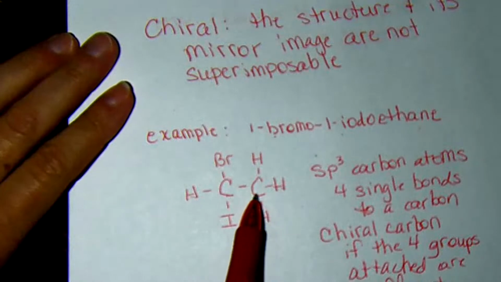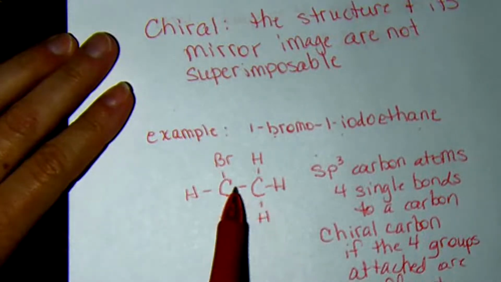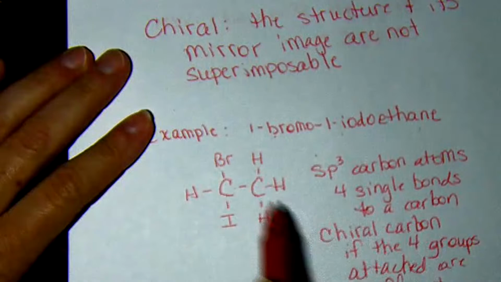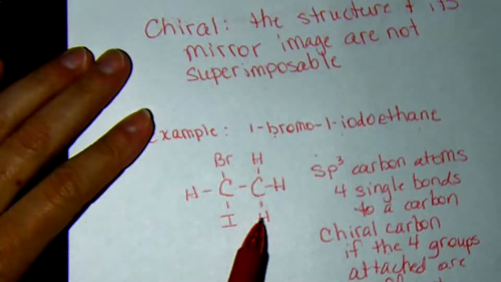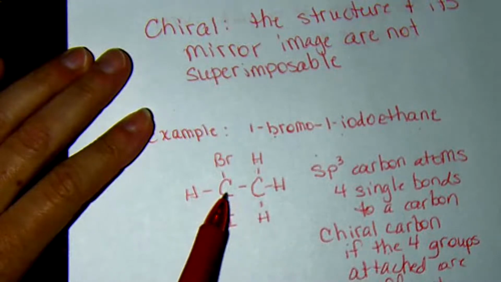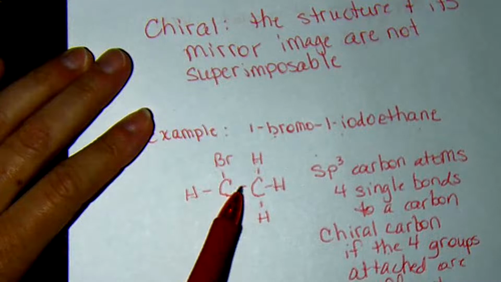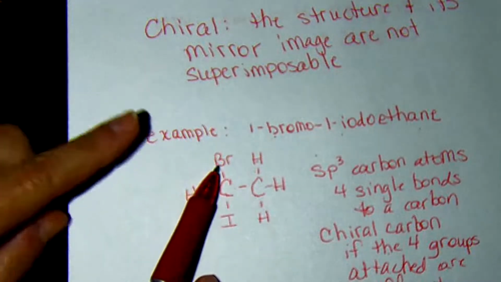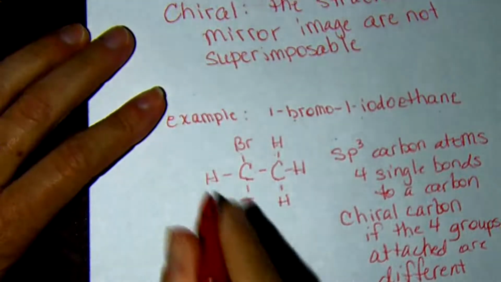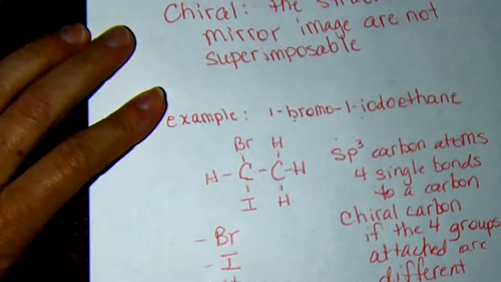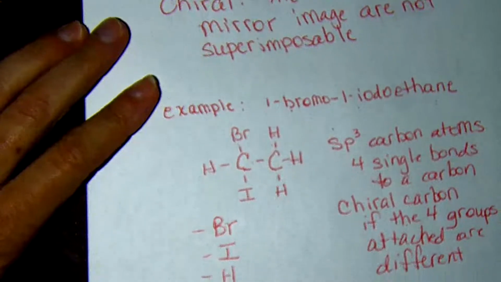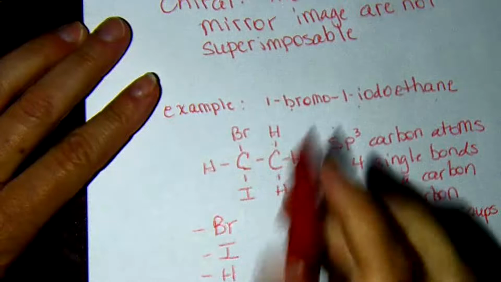And so if we look, this is an sp3 carbon atom. 1, 2, 3, 4 bonds. What are the 4 groups attached? Hydrogen, hydrogen, hydrogen. Those are the same. This one is not chiral. This carbon here has 1, 2, 3, 4 things single bonded. There's a bromine, an iodine, a hydrogen, and a CH3. So this carbon here is chiral.